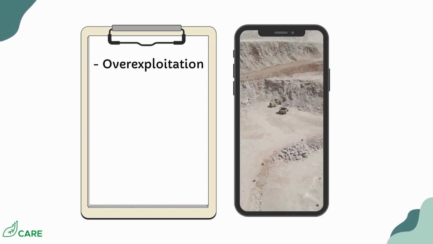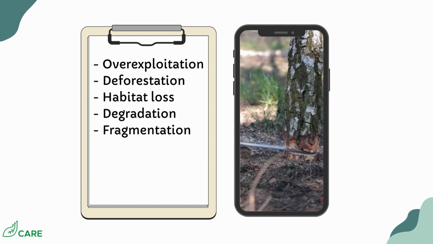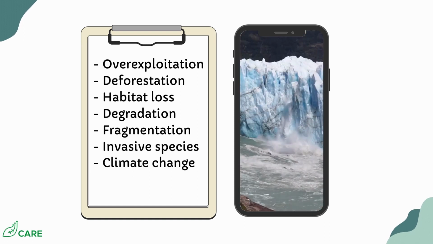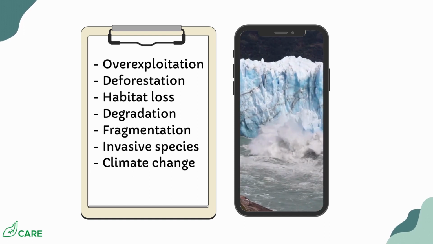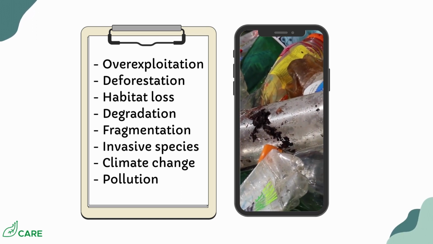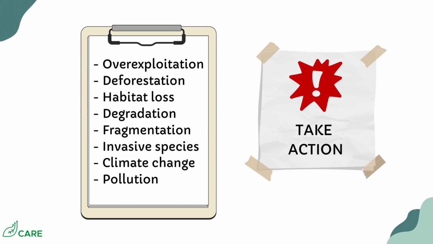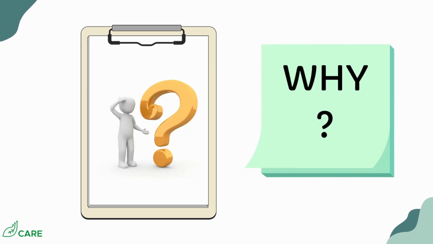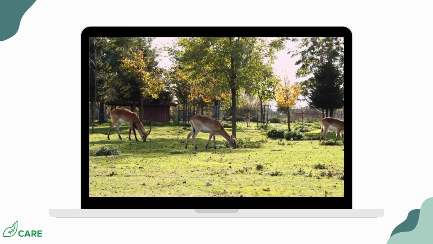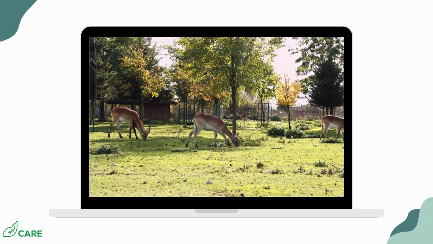Overexploitation of natural resources, deforestation, habitat loss, degradation, fragmentation, invasive alien species, climate change, and pollution are some of the causes of this 6th mass extinction, and it is important to take action to stop or at least slow it down. But why? Why is biodiversity so important? And why should we conserve it? Because survival of the species depends on conservation of biodiversity.